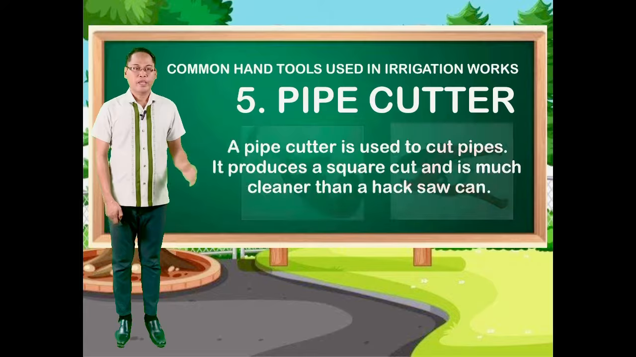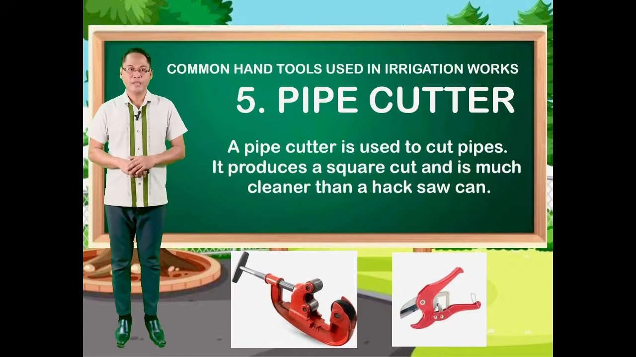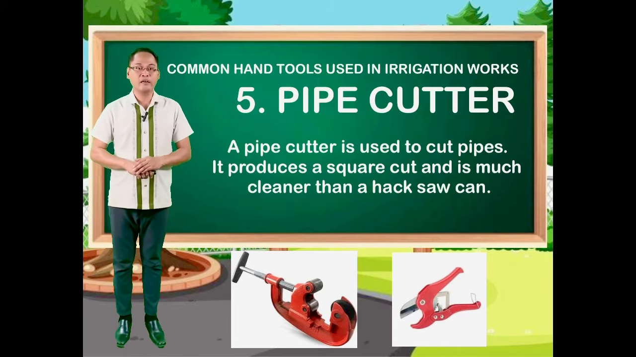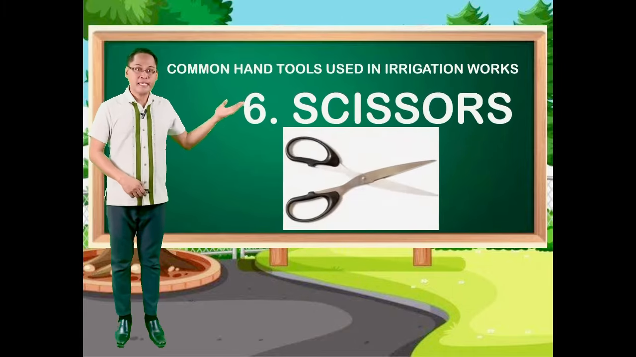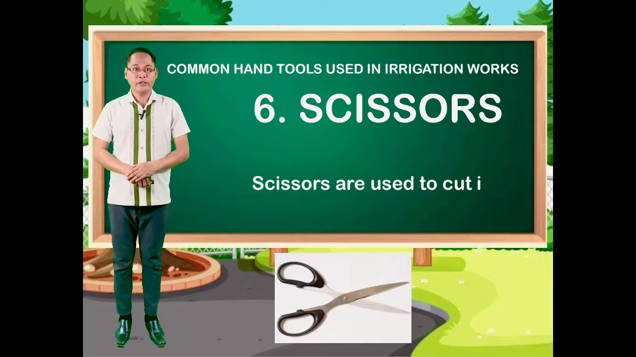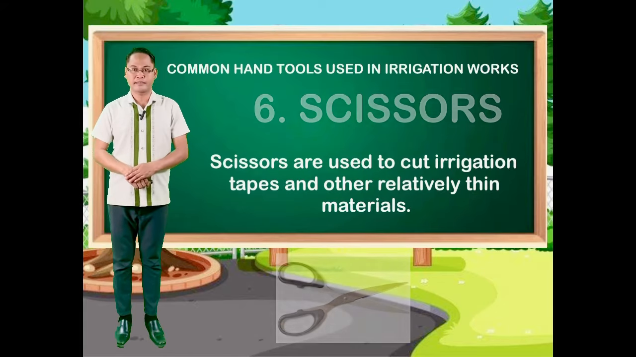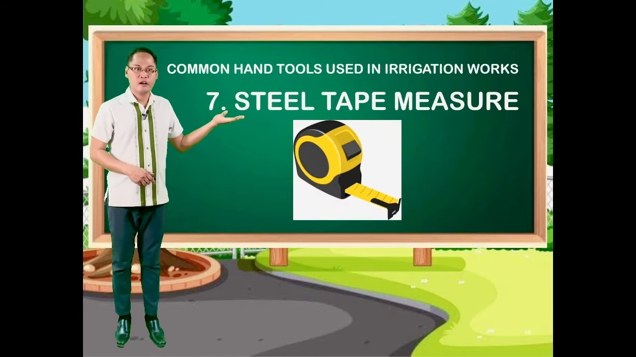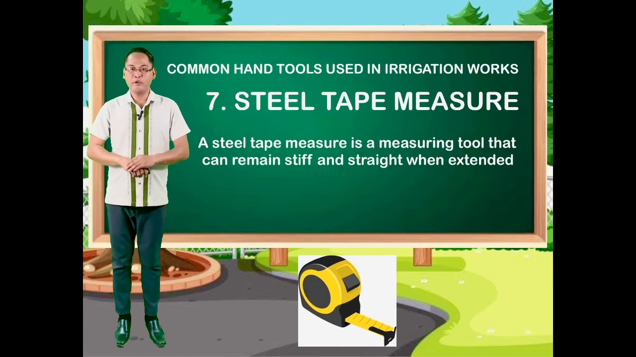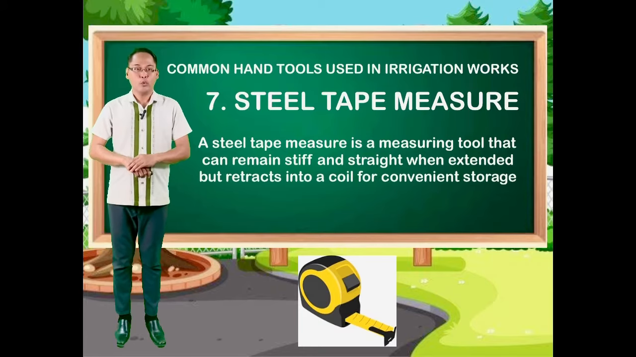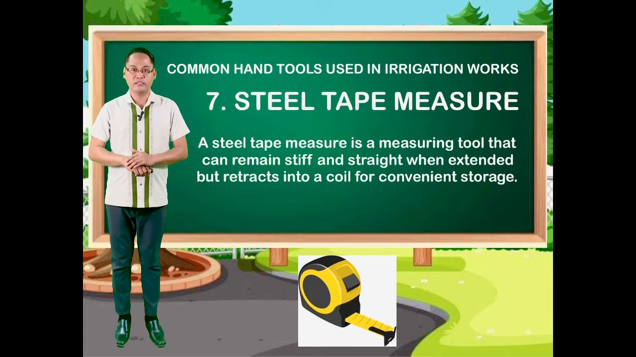Pipe cutter. A pipe cutter, as the name implies, is used to cut pipes. A pipe cutter produces a square cut and is much cleaner than a hacksaw can. Scissors. Scissors are used to cut irrigation tapes and other relatively thin materials. Steel tape measure. A steel tape measure is a measuring tool that can remain stiff and straight when extended but retracts into a coil for convenient storage.